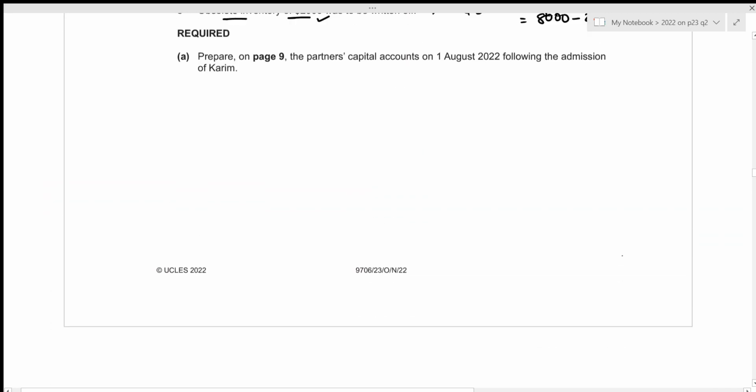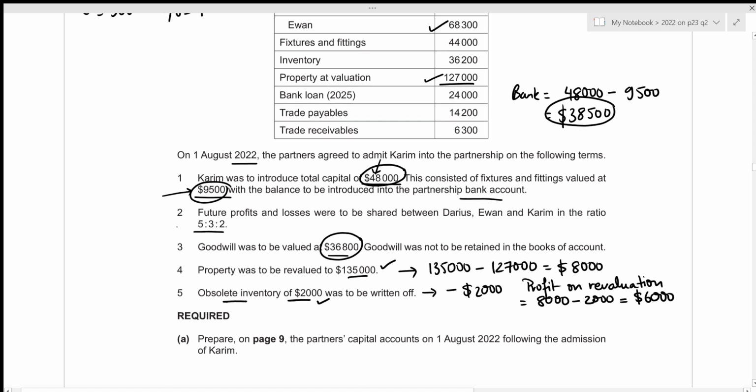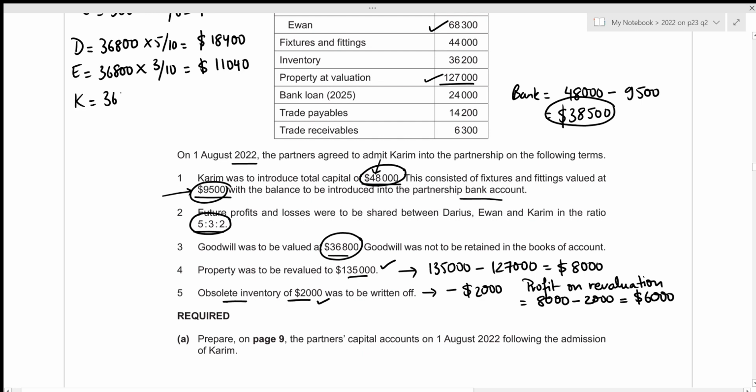Alright, the next step would be to figure out the goodwill value based on the new profit sharing ratio, which is 5:3:2. Let's figure out the amount for Darius. We have our total goodwill of 36,800 and 5 out of 10 parts belong to him. So that's times 5 by 10, which results in his new goodwill value to be 18,400. Now we repeat the same process for E1. We have 36,800, out of which 3 out of 10 parts belong to him. So that's times 3 by 10, which results in the amount of 11,040. And for Karim, that's going to be 36,800, out of which 2 out of 10 parts belong to him. So that's times 2 by 10, which results in an amount of 7,360.